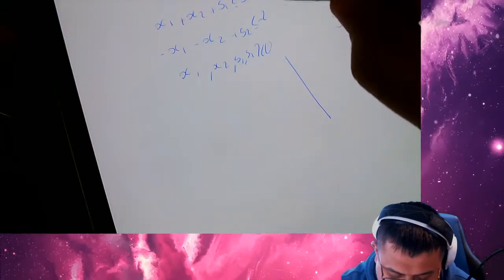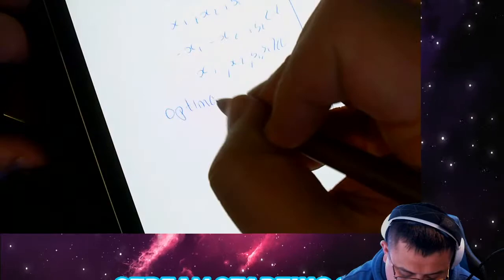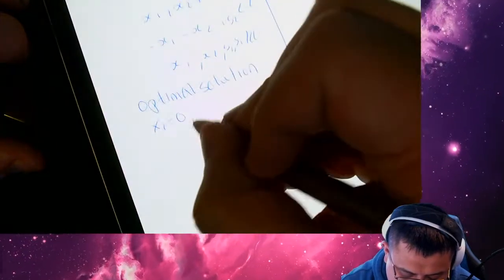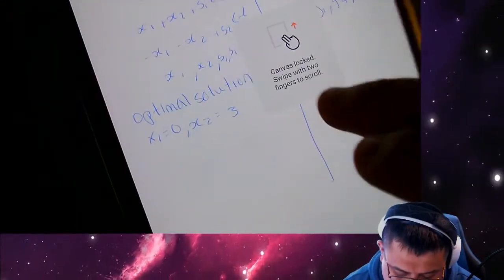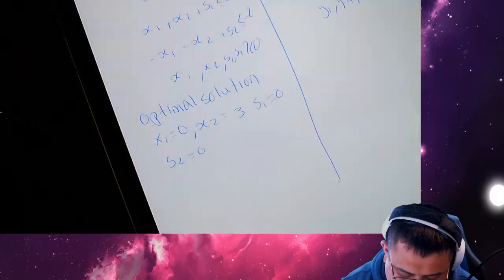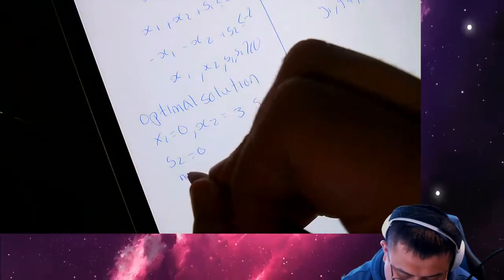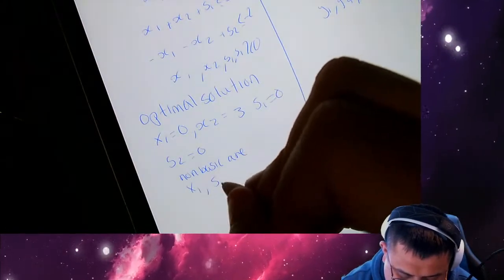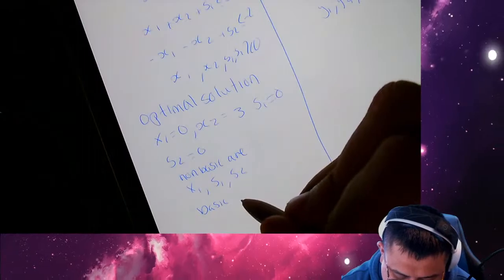So if we know a solution, what we have to do is say the optimal solution is when x1 is equal to 0, x2 is equal to 3, and we know s1 is equal to 0 and s2 is equal to 0. Now, our non-basic variables are x1, s1, s2, and our basic variables are x2.